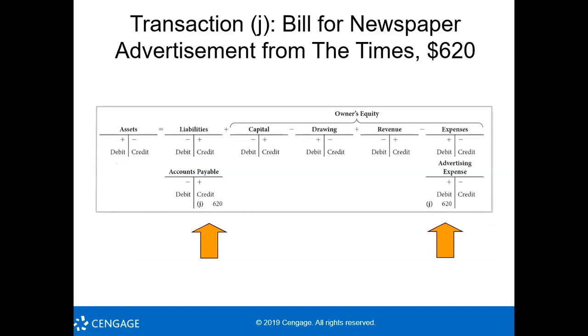All right, our next example, the bill for newspaper advertisement from the Times, $620. So we haven't paid this bill yet. It doesn't say we received a bill for advertisement and paid with cash, right? It just says that we received the bill for newspaper advertisement from the Times, $620. So we've got to record the expense, but we haven't paid it yet. So then we put it into our accounts payable account. In this case, again, expenses increase with a debit. So we're debiting advertising expense, $620. We're crediting accounts payable, $620.